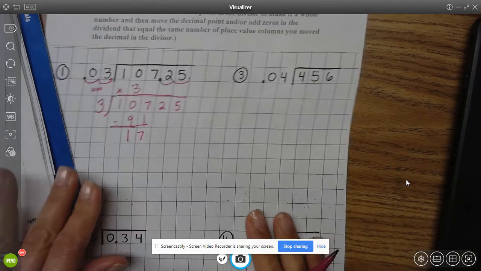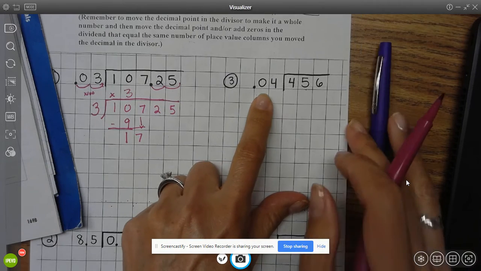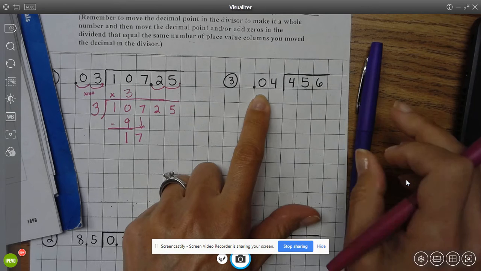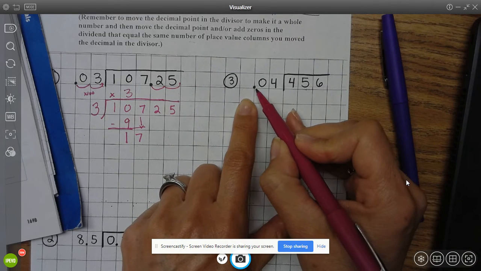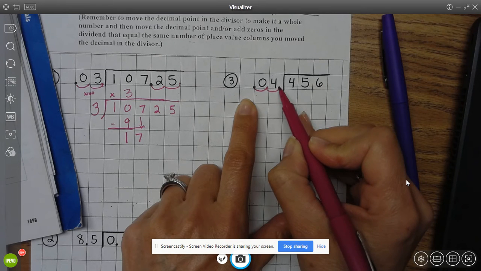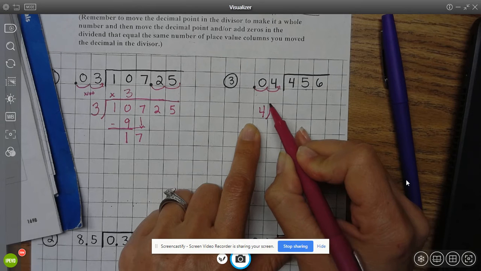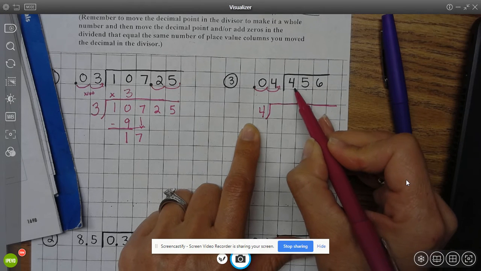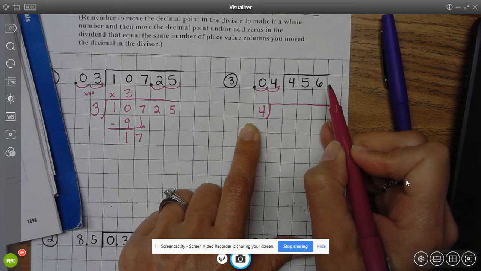Problem number 3. I'm going to go through a few of these because they look different. So again, I have a decimal here. I cannot divide a decimal into my whole number. I need to get rid of my decimal. So I'm going to move over my decimal how many times? 1, 2 times. Okay, so now my divisor becomes a 4. Now, I don't have a decimal point here. This is a whole number, 456.